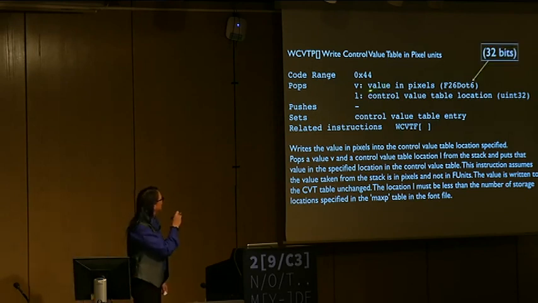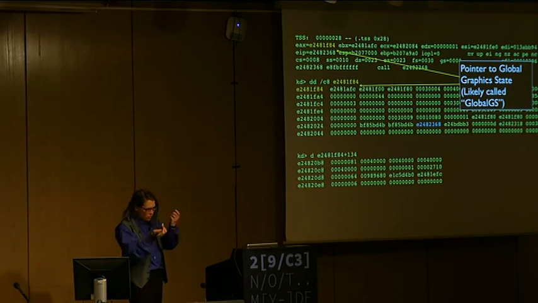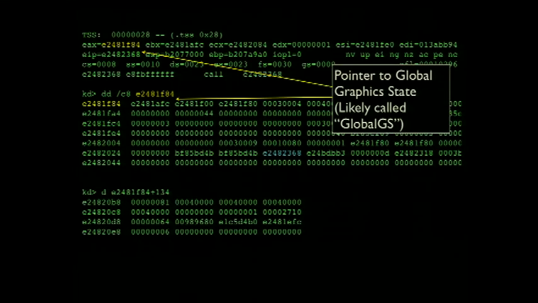So what I was saying, this is the funny floating point thing right here, which is actually 32 bits in reality. But if you're actually trying to draw a font, it'll be this floating point thing. So this is the global graphic state.